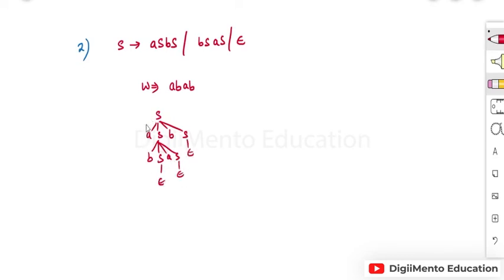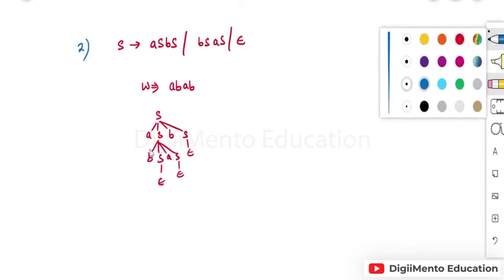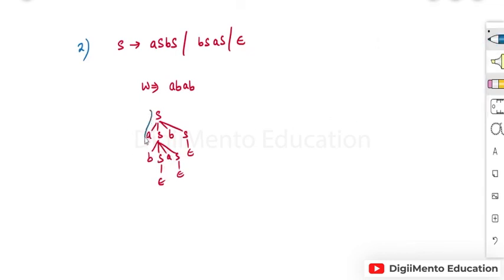If we traverse this tree, we get A first, then B, because we have to see only the terminals, right? Now there's epsilon, so nothing is there. Then A again, and then epsilon, then B again, and epsilon, and finish. So we are getting A, B, A, B. ABAB.